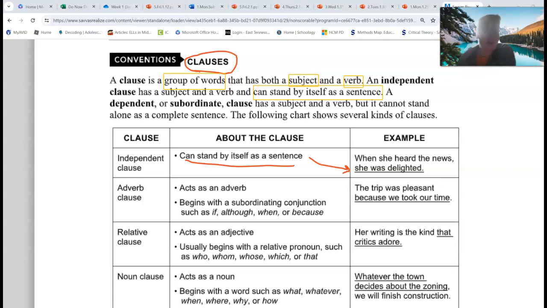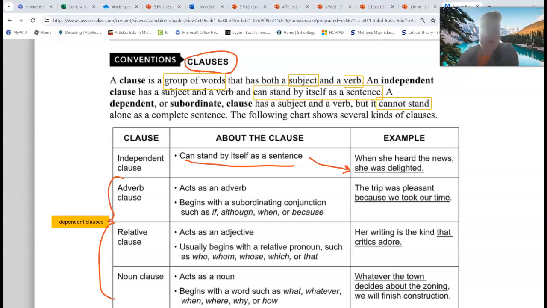Now, down here, these three are what we call dependent clauses. So all three of these are dependent clauses. So what is a dependent clause? So we come up here, let's take a look. A dependent or subordinate clause has a subject and a verb, but it cannot stand alone as a complete sentence. So we have three types of dependent clauses.